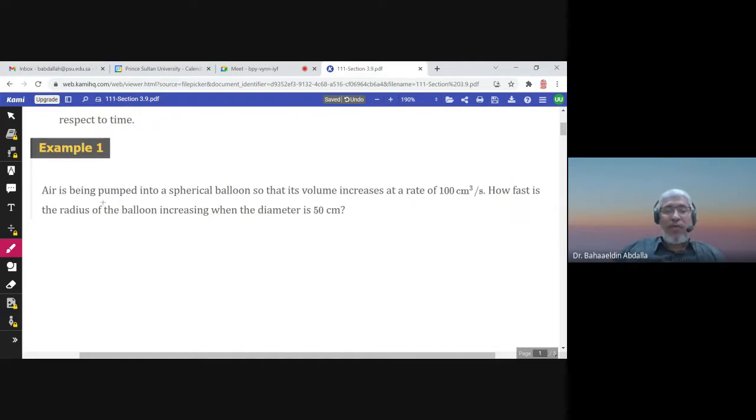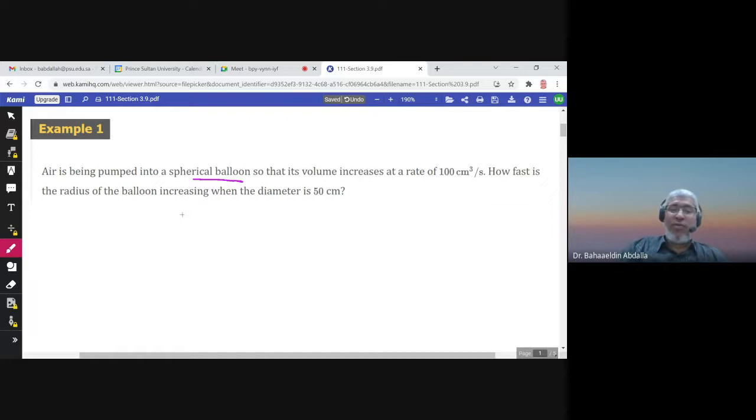Air is being pumped into a spherical balloon. So there is a balloon and the air is pumped into the balloon. What happens when you pump air into the balloon? A lot of things are changing. The volume of the balloon is changing. If we call the volume of the balloon V, then he says here that the volume increases at a rate of 100 centimeter cube per second.